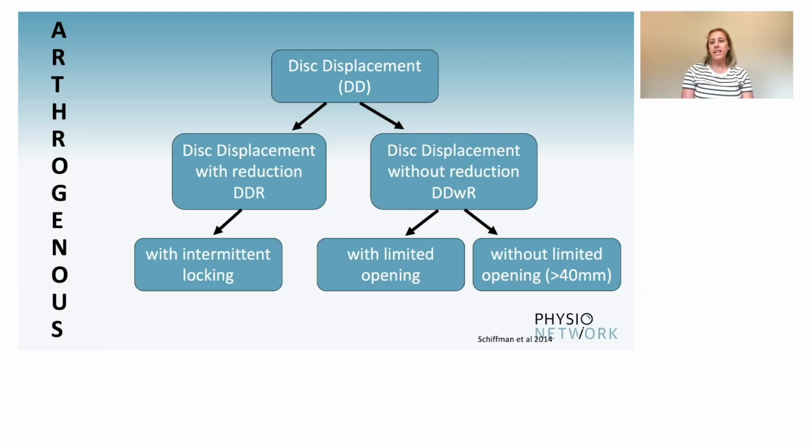So our next subset of these arthrogenous TMDs are disc displacements, and it does get a little bit more complex here because we have subsets of disc displacements itself. When we talked about our subluxation of the disc and the condyle complex, we talked about how that moved anteriorly to the fossa space and essentially out of the joint, where we get that locking and open lock.